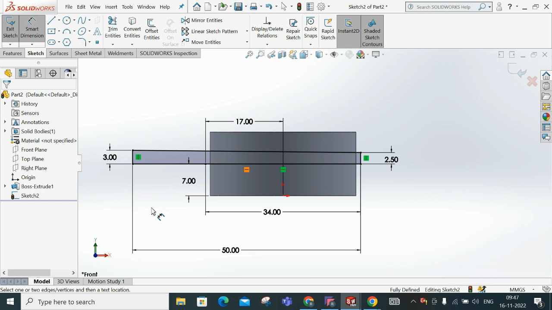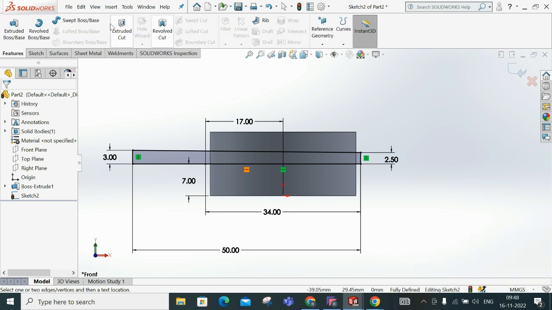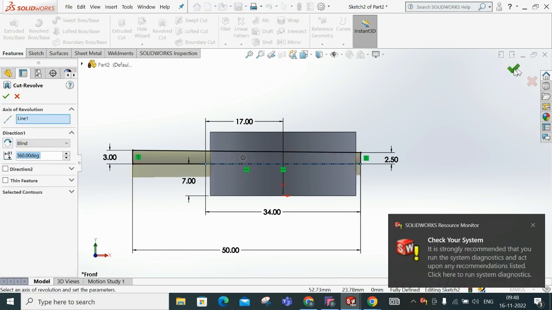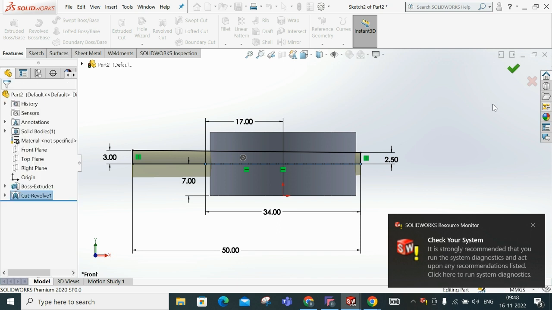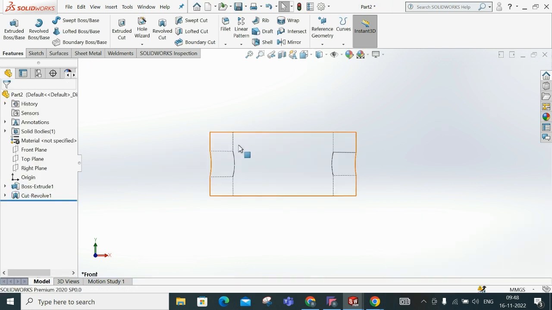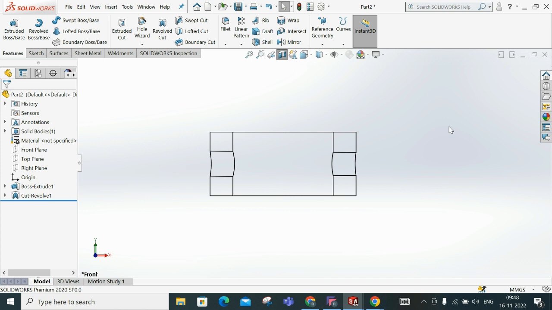Then give a revolve cut here. Feature, revolve cut around this axis. Okay, just changing the view mode. You see, this is the figure. If I take the cross section, this is the figure.